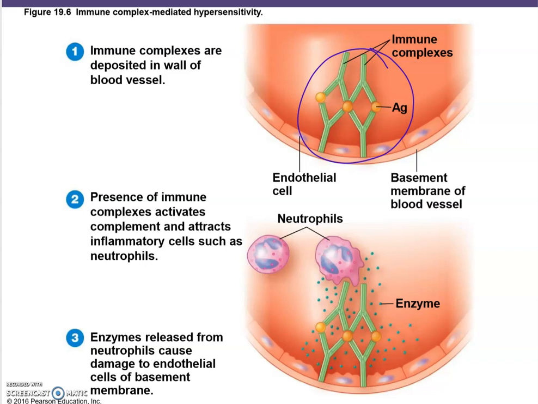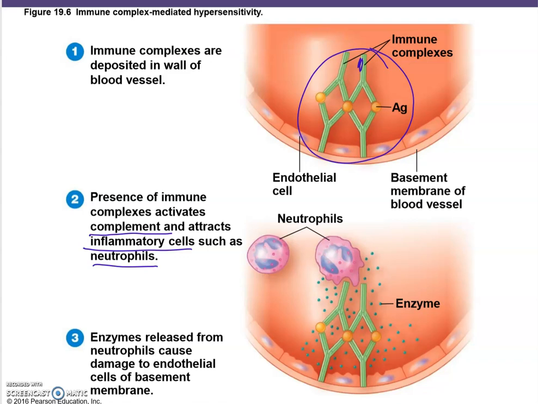Now, anytime an antibody has found its target, the antigen right here, the stem region will expose a binding site for the first component of complement, activating complement. And so the problem here is that the presence of these immune complexes activates complement, and then you get a lot of inflammation, so you get attraction of inflammatory cells, a bunch of neutrophils will be coming around, and you have a lot of destruction happening.